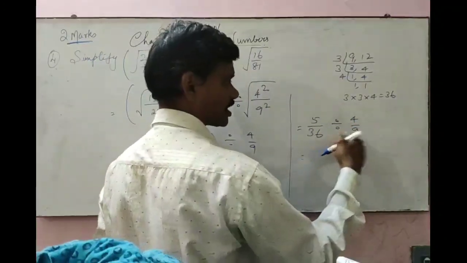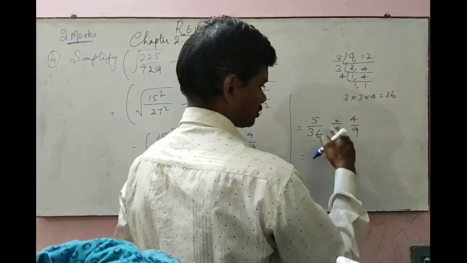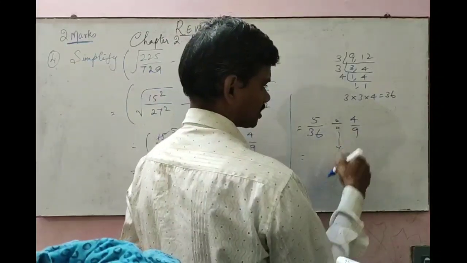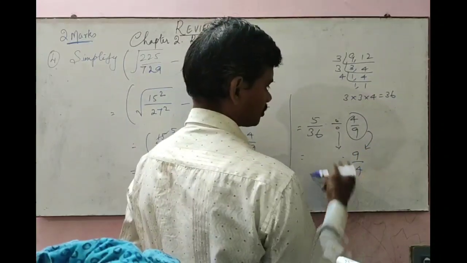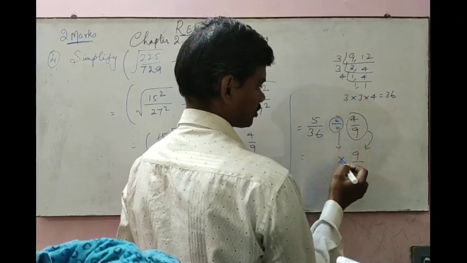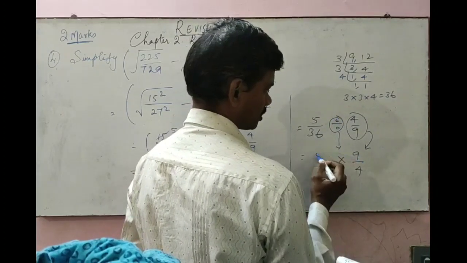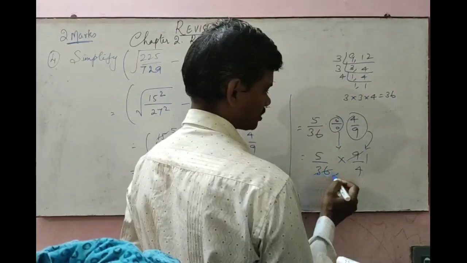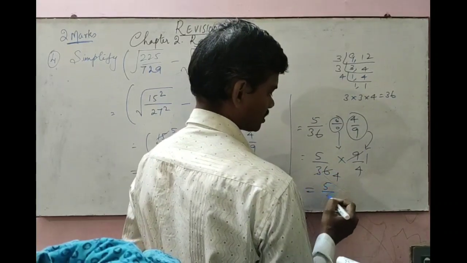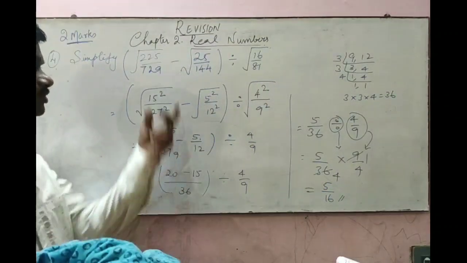A fraction divided by another fraction means you have to change the division as multiplication and you have to reciprocate this as 9 by 4. So divide changed as multiplication. The second fraction should be reciprocated and you have to multiply. Now you can cancel this. For 1, 9 is 9. This is 4 times. So the answer is 5 by 16. So this is the simplified form.